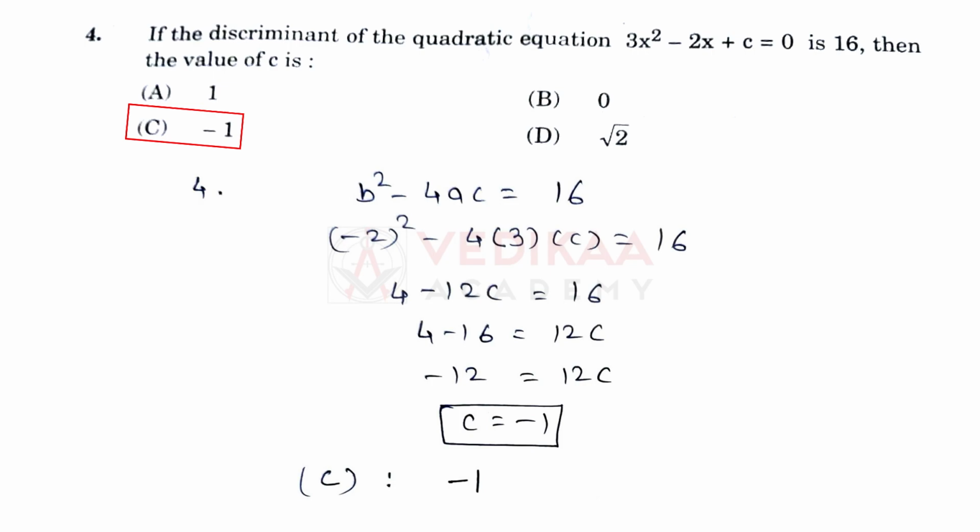Question number 4. The discriminant of the given quadratic equation is 16. That is, the value of b square minus 4ac was given to be 16, and it is required to calculate the value of c. If you just substitute the values of a and b, you will get the value of c as minus 1. So the correct option is C, minus 1.